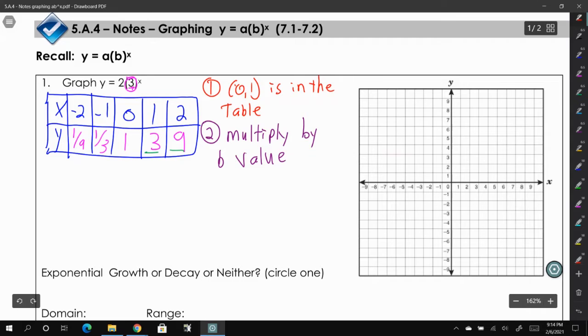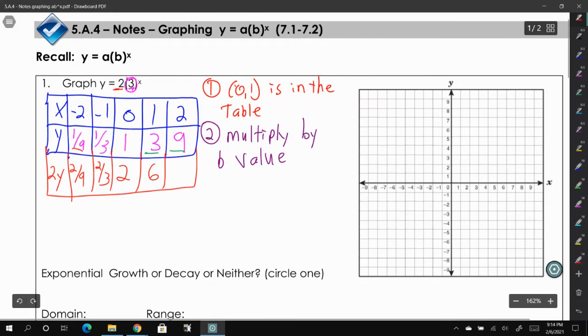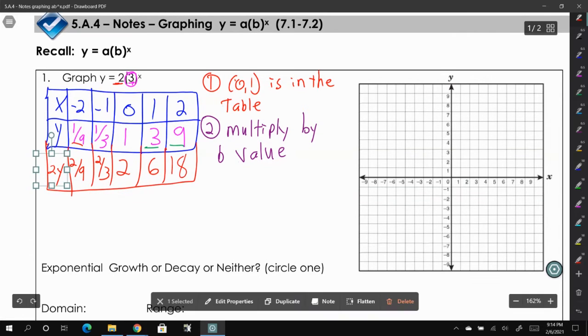Now, just like with cube root functions, we're going to have a third row, and we're going to multiply all the y values by our a value, which is 2. So 1/9 times 2 is 2/9. 1/3 times 2 is 2/3. 1 times 2 is 2. 3 times 2 is 6. And 9 times 2 is 18.